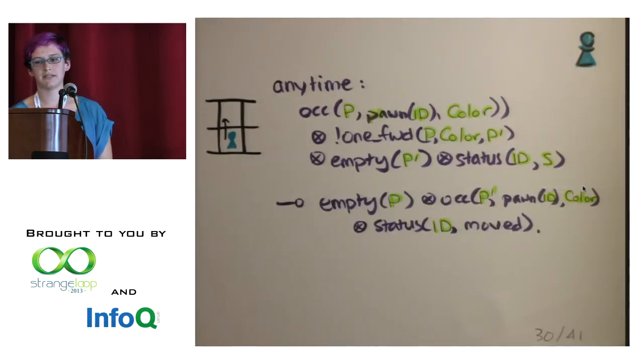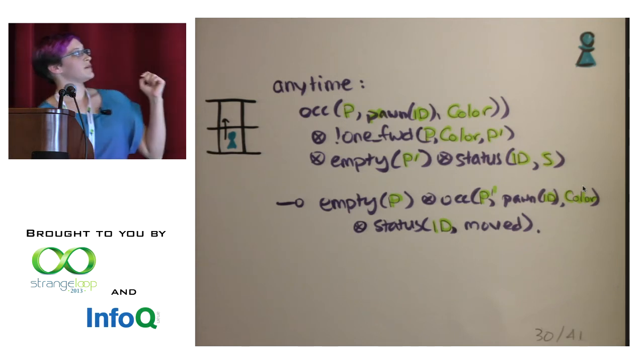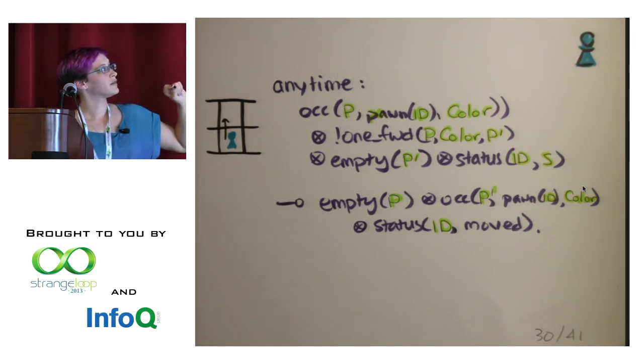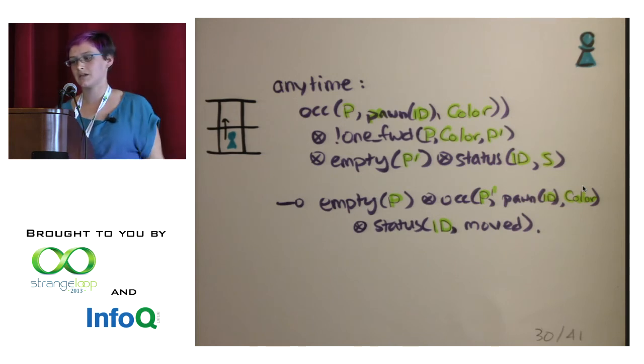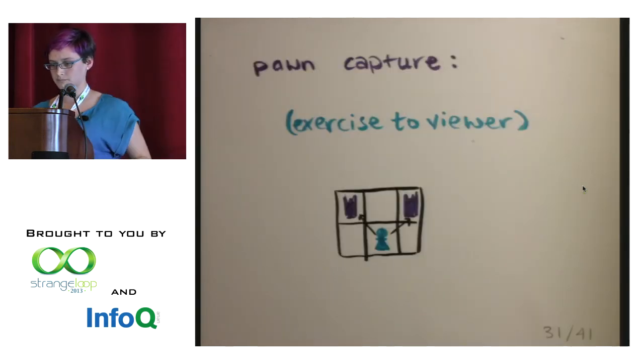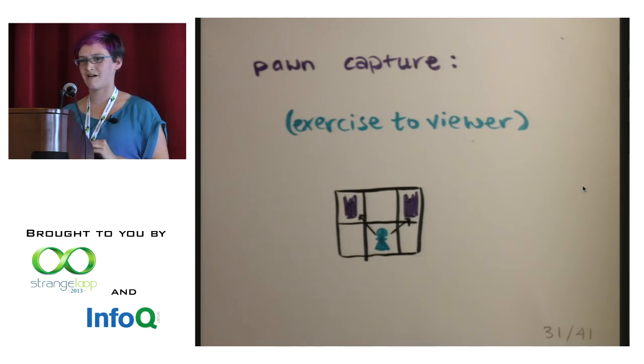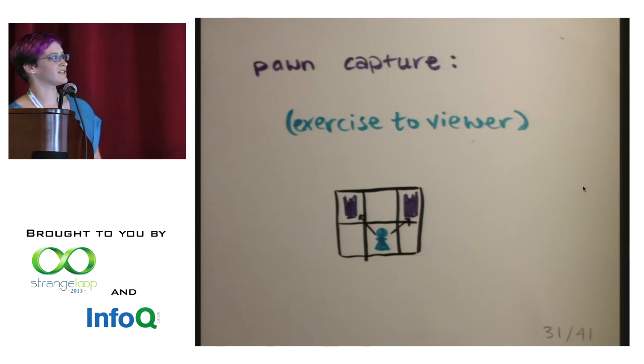Okay, and then this is just the simple rule which says no matter which state we're in, we can always move 1 forward, as long as we make sure that, if our status beforehand is S, then the status after the fact is moved in any case. Okay, pawn capture I think should be straightforward enough that you could do it with what you've seen so far. If that's not the case, then I haven't explained it well, and maybe talk to me afterward.